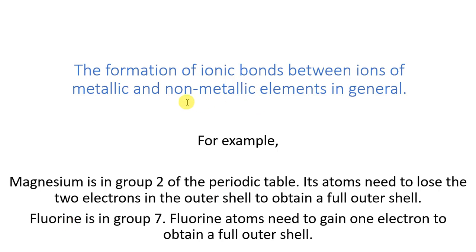Other metallic and non-metallic elements will also bond by forming ions. Next example, magnesium's in group 2 of the periodic table. Atoms need to lose the 2 outer electrons to get a full outer shell. Fluorine's in group 7. Fluorine atoms need to gain 1 electron to get that full outer shell.